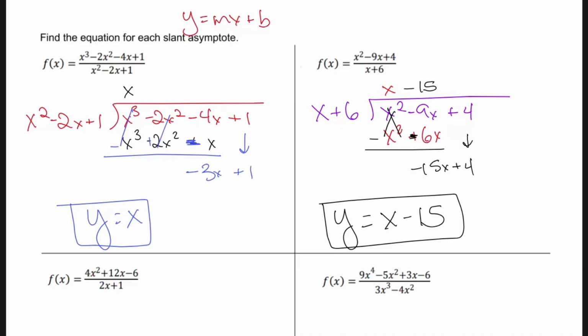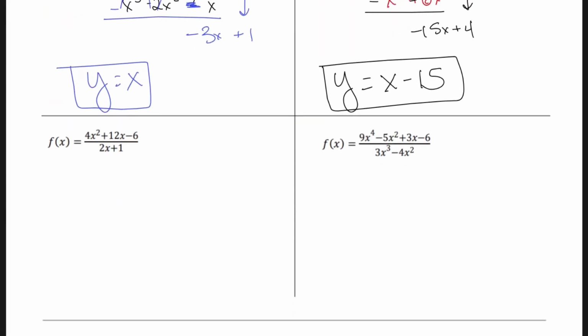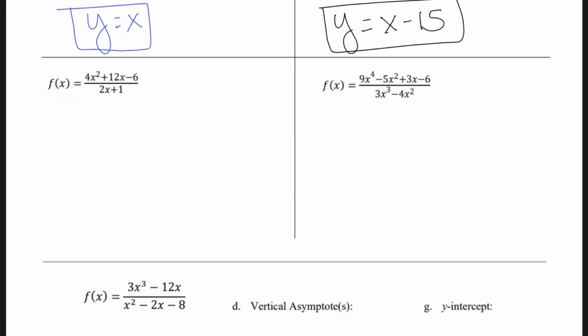Okay. Let's keep going. Nothing crazy about this, just a few coefficients. 2x plus 1, 4x squared plus 12x minus 6.